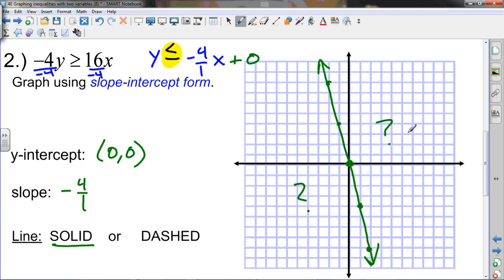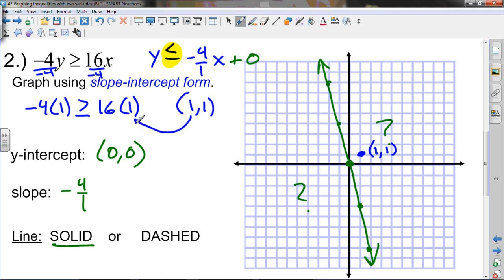So I'm just going to pick another point. I'm going to pick, doing a different color here, this point right here, 1 comma 1. Again, nice simple numbers, clearly off the line. And I'm going to plug it in. I'm going to do it right here. Negative 4 times 1, 16 times 1. So notice I plug 1 in for x, 1 in for y.